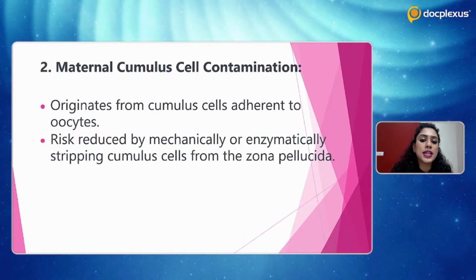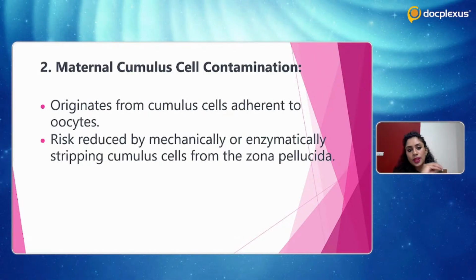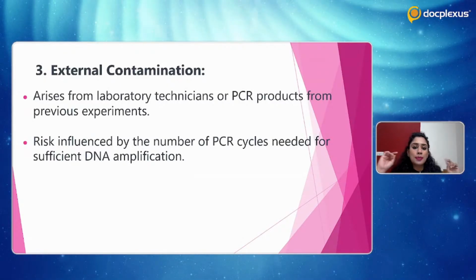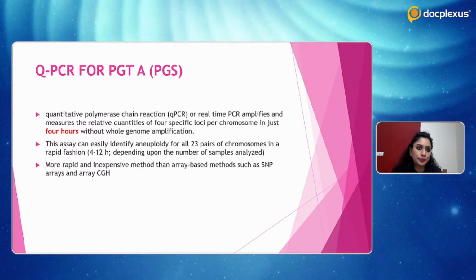Now, what about maternal cumulus cell contamination? It originates, as we have spoken about, from the cumulus cells which were adherent to the oocytes. This risk can be reduced when you mechanically or enzymatically strip off the cumulus cells from the zona pellucida. And when you're talking about the lab technicians, the lab conditions, that can also contribute to the external contamination. Or you may have PCR products from the previous experiments, which may be contaminating this. Risk is influenced by the number of PCR cycles which are needed for sufficient DNA amplification also.